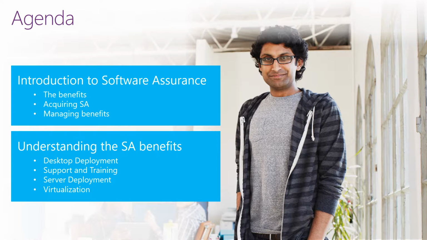Let's take a look at what we're going to cover in this session. We're going to start with an introduction to software assurance, and we'll look at all of the different benefits that are available in overview mode, and then we'll look at how customers acquire software assurance, and having done that, how they go about managing all of the different benefits. Then the main part of the session will take us through the SA benefits in a bit more detail, and you can see that we're going to split them into 4 main areas, and look at benefits that help customers in each of these areas.